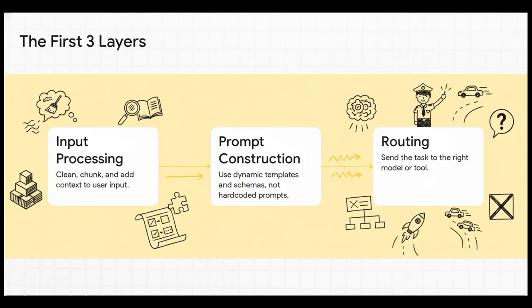Think of this as the air traffic controller. It decides, does this task need a big, powerful model, or can we use a small, fast, cheap one? Or maybe it doesn't need an AI at all.